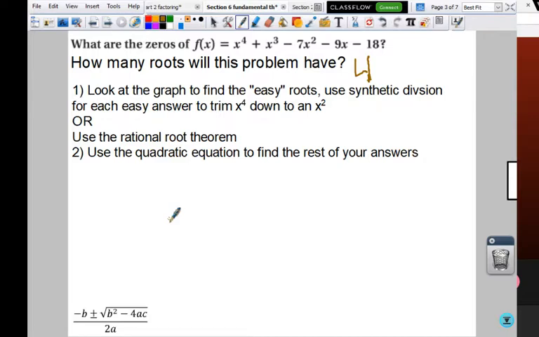Whatever's easier. I was expecting everybody to say graph really loud because you just plug it into Desmos. Graph, because you guys didn't like the rational root theorem, nobody really likes that one. So we are going to use Desmos to graph this.